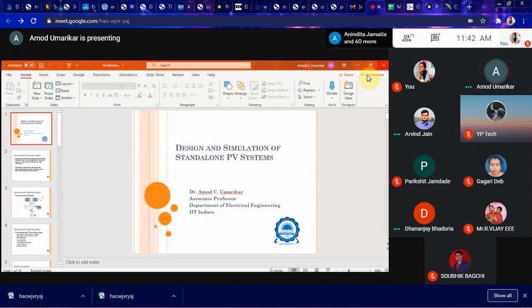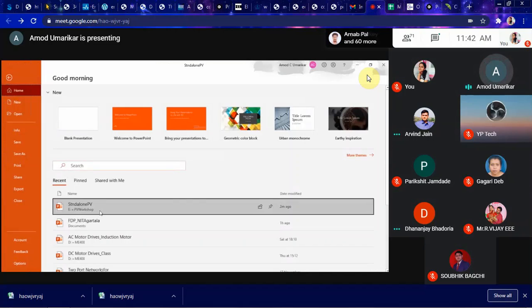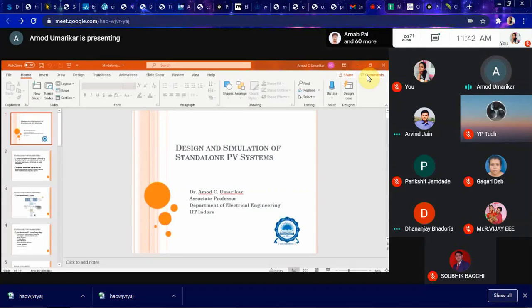Okay, so let us see what is the design and simulation of standalone PV system. Before that, we'll also solve some problems in parallel, meaning how to design. So we'll take some design problems and try to solve them in parallel so that it will be more clear to you, rather than just a presentation. I would like to present some numerical examples also, so that we'll have some idea about how to design a standalone photovoltaic system. Okay, so what do you mean by standalone photovoltaic?